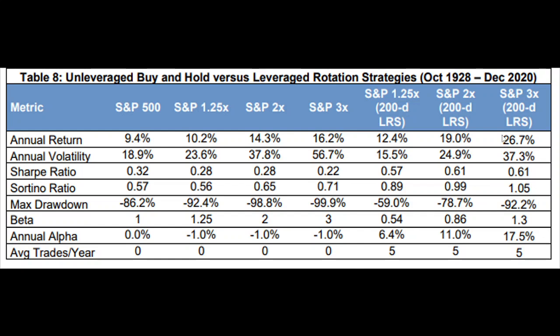As you can see, with the S&P 500 3 times leverage using the 200-day rotation strategy, we can produce a 26.7% return compared to a 9.4% return on the S&P 500. This is all with an average of 5 trades per year, which is not too much.